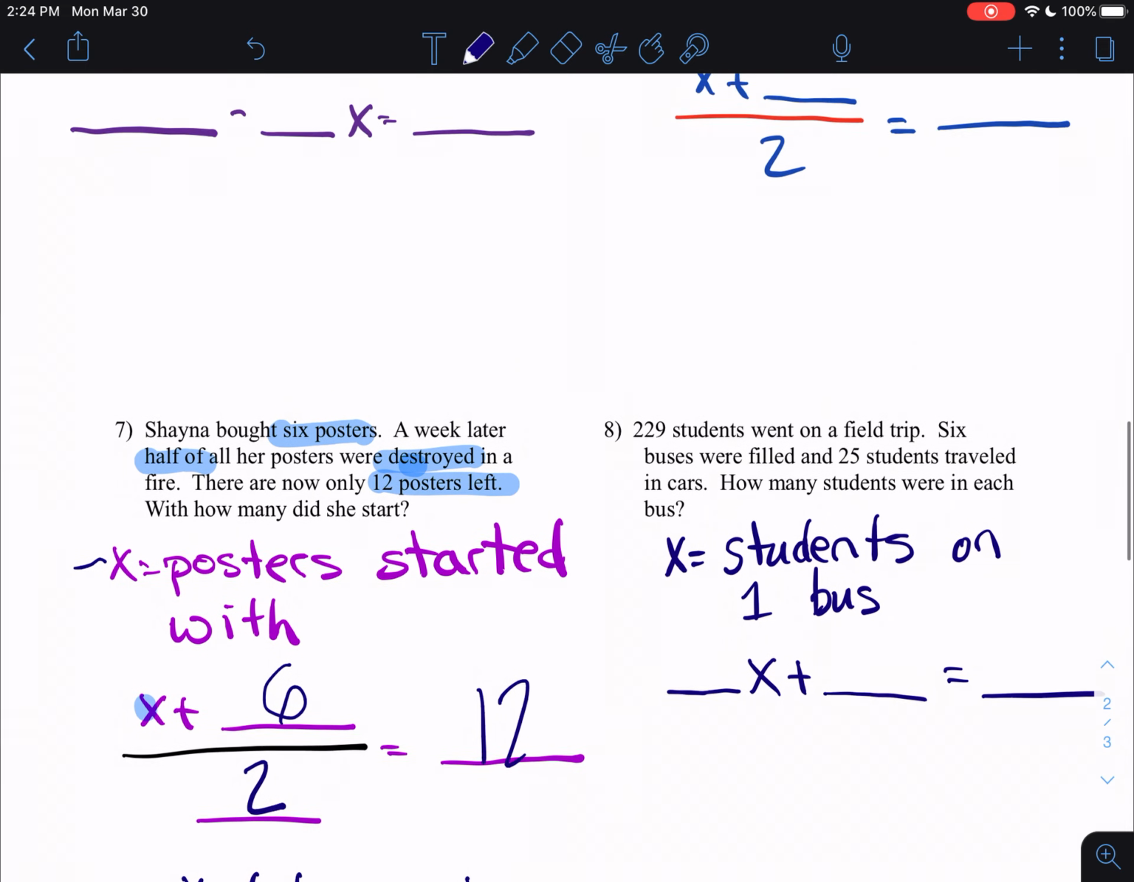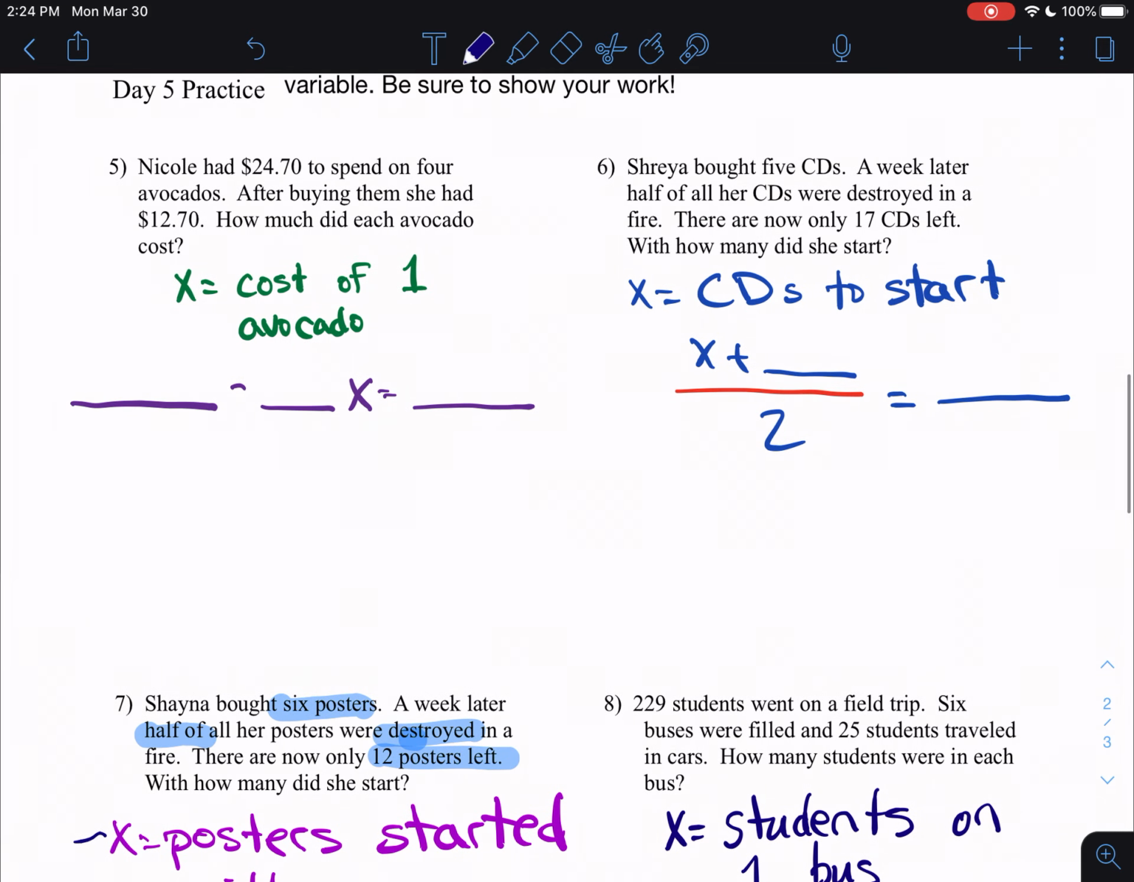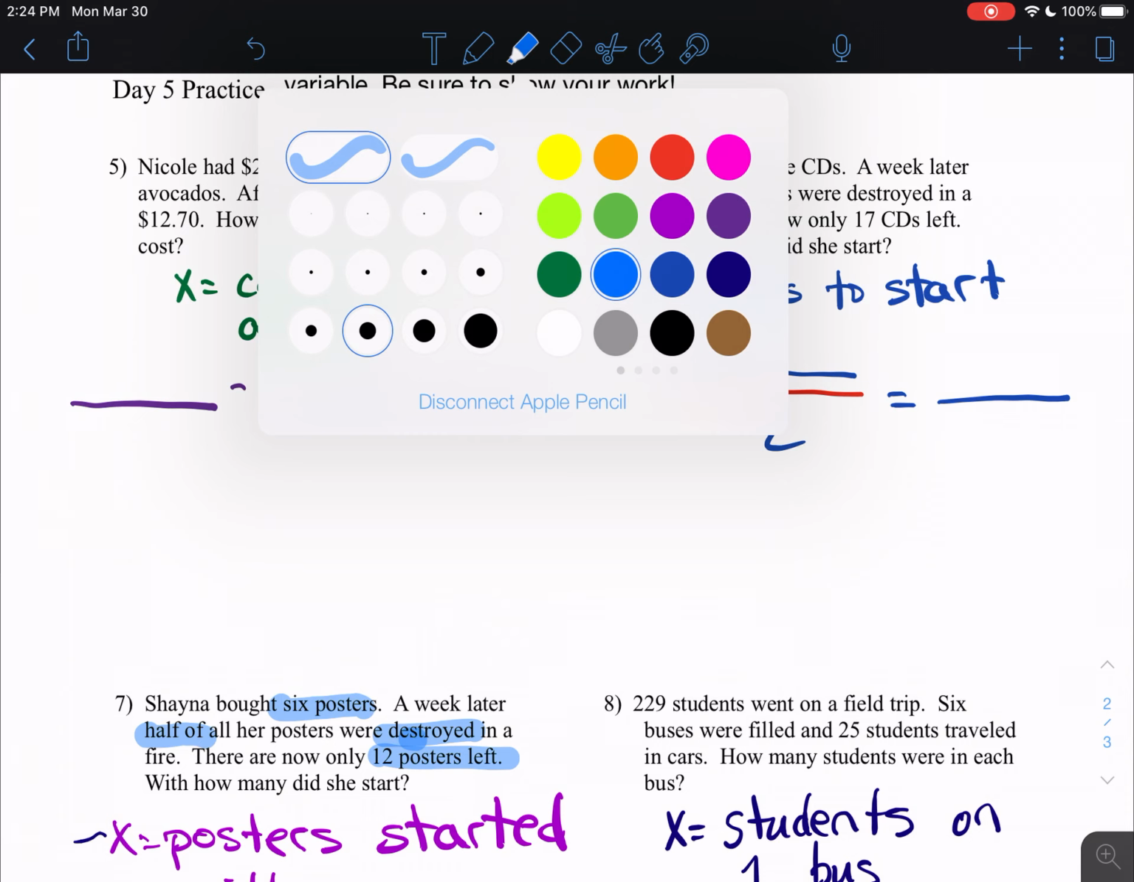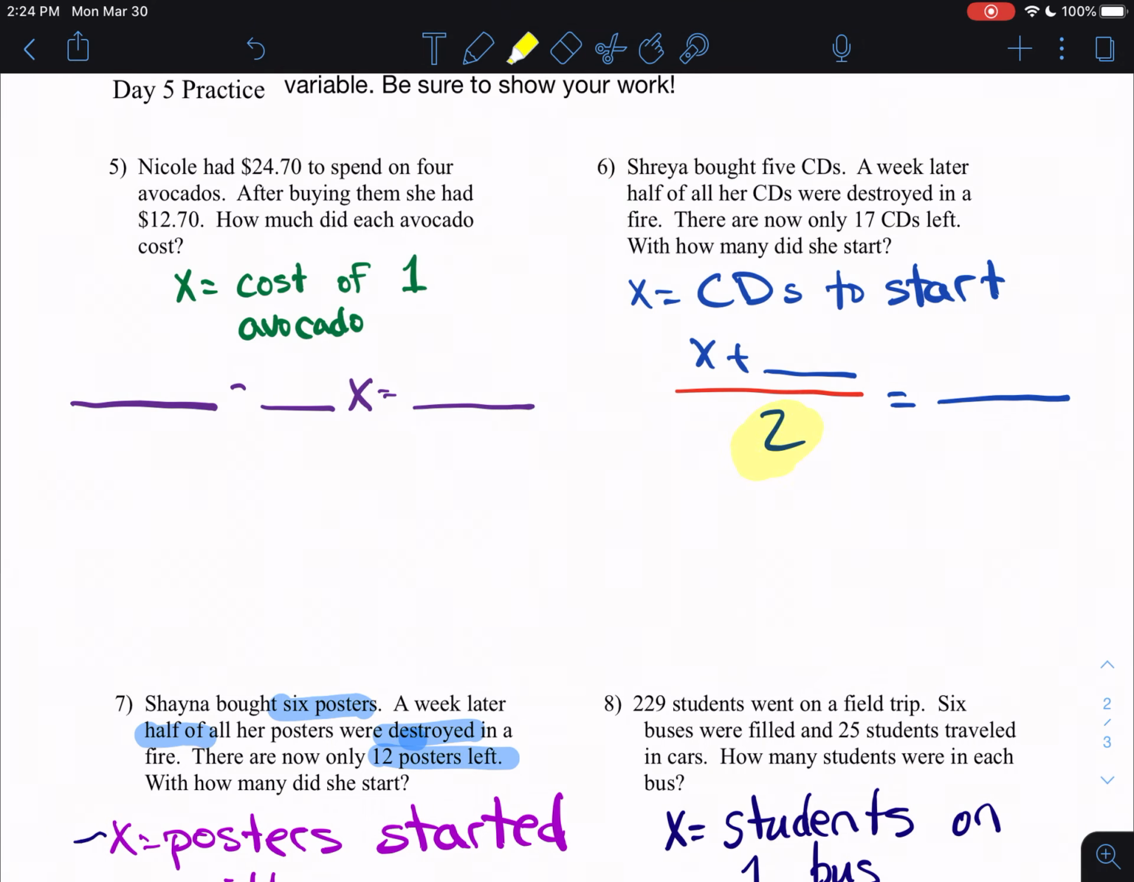I do want to talk about number 6 now. I'm going to kind of go non-linearly. So number 6, notice how not every single blank is empty. It says Shreya bought 5 CDs. A week later, half of her CDs were destroyed in a fire. There are now only 17 CDs left. With how many did she start? Notice how on this one, I included the divided by 2, so I kind of helped in that part. Mr. Fraser, Mrs. Harden, and I wanted to give one of them where one of the numbers was filled in. So then you would just have to decide where the 5 would go and where the 17 would go.